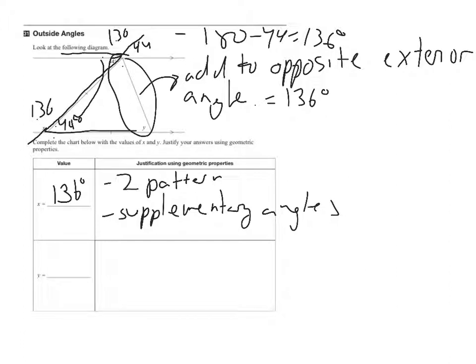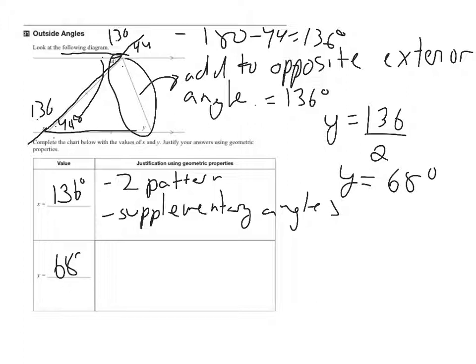So I can do y is equal to 136 divided by 2. Y is equal to 68 degrees. And if I did forget that, I can just know that they're equal, and I can do 180, take away 44, divided by 2 is equal to y. Either way would work.